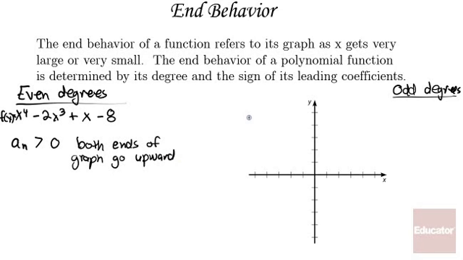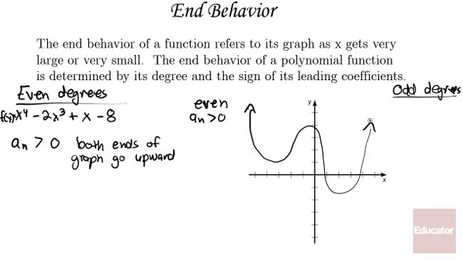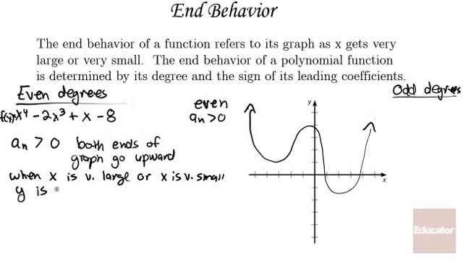For example, if I have some polynomial function and it's even, so it may or may not have a 0, but I'm going to show it as having 0. Both ends are up. So this is even, and this is a sub n greater than 0. Both of these ends go up. What this is saying is that when x is very large over here, or x is very small way out here, y, or f of x, let's say f of x, is large.